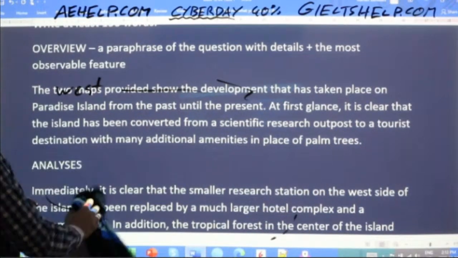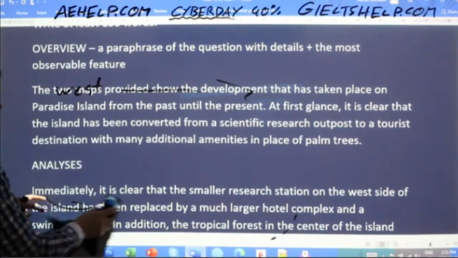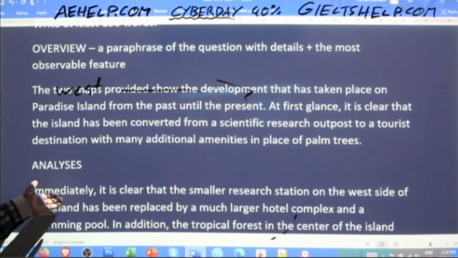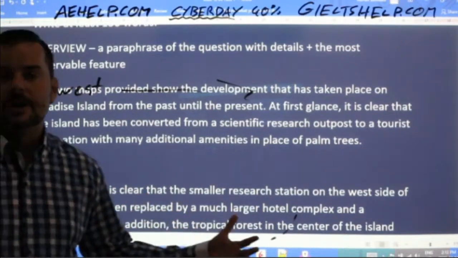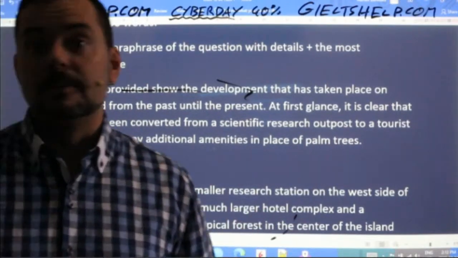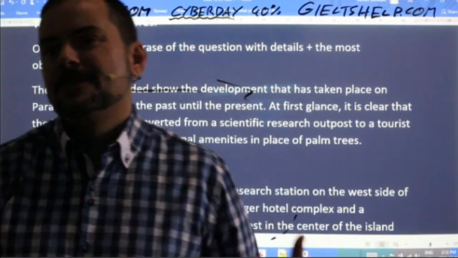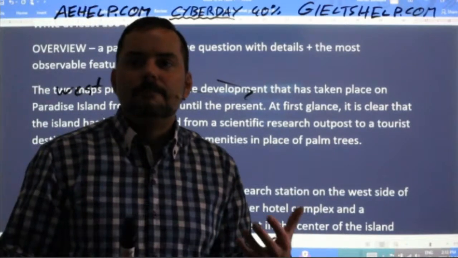Okay, so this was my main feature. So it makes sense to tell the reader that, yeah, okay, there was a research station there, and now there's a massive hotel there, rather than saying a little pier became a big pier. Okay, so I thought that made more sense.